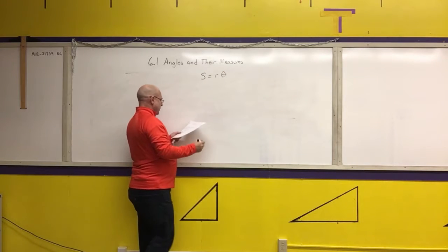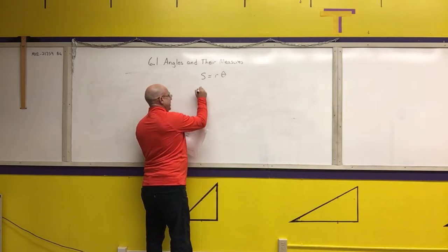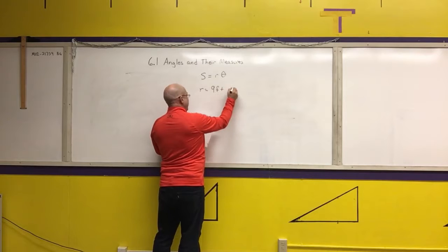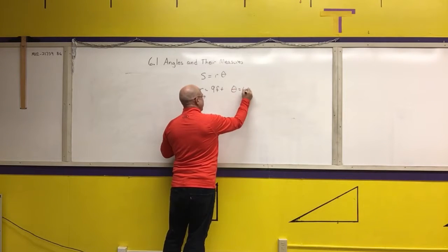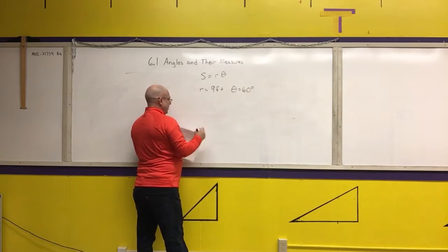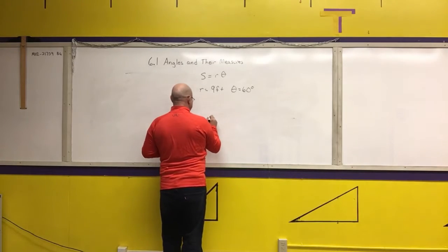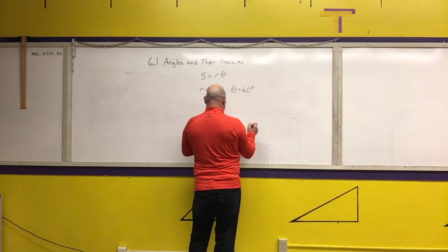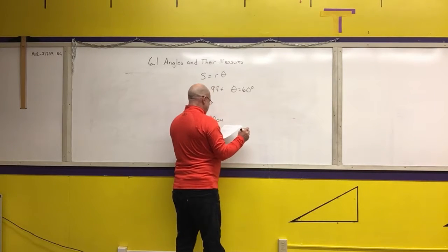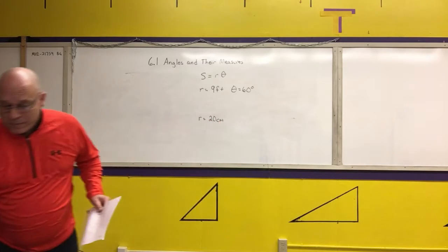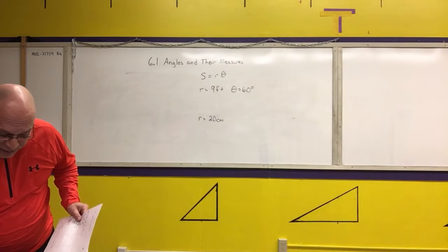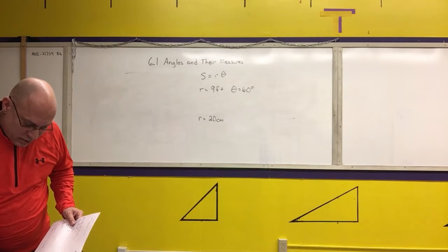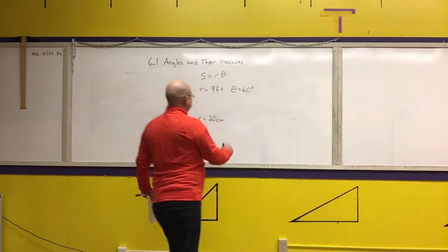My first example is I want to know the arc length if the radius is 9 feet and theta is equal to 60 degrees. The second one is radius is equal to 20 centimeters and theta is pi-4 radians.